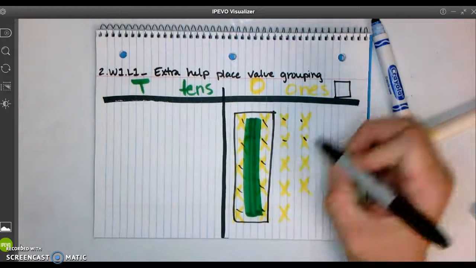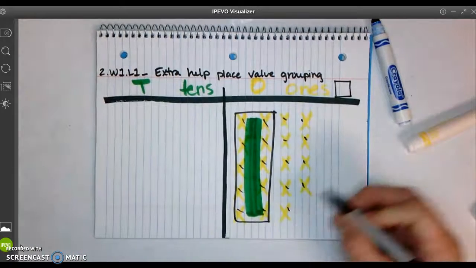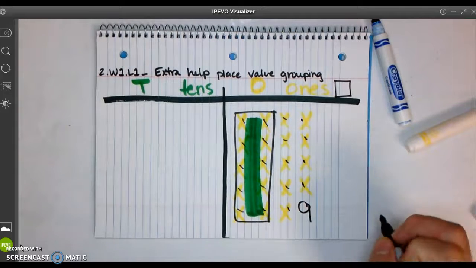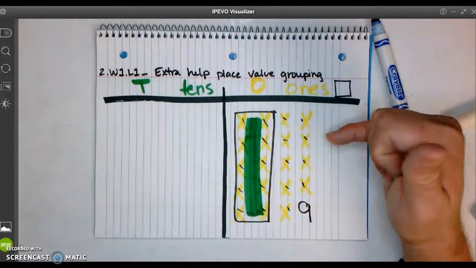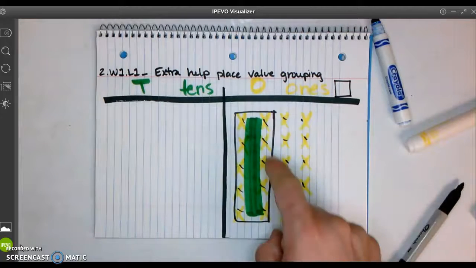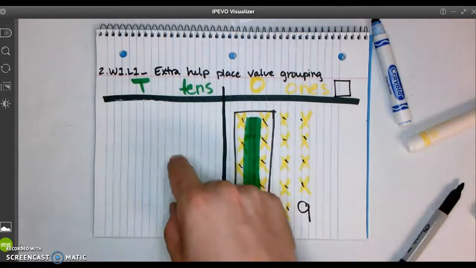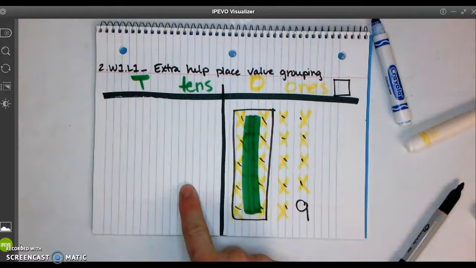1, 2, 3, 4, 5, 6, 7, 8, 9. Well, there are 9 left there, and that fits our place value rule. Awesome. This is how we regroup. This is how we relate things back and forth. 10 units equal 1 rod. So we could easily just move that over to that side.